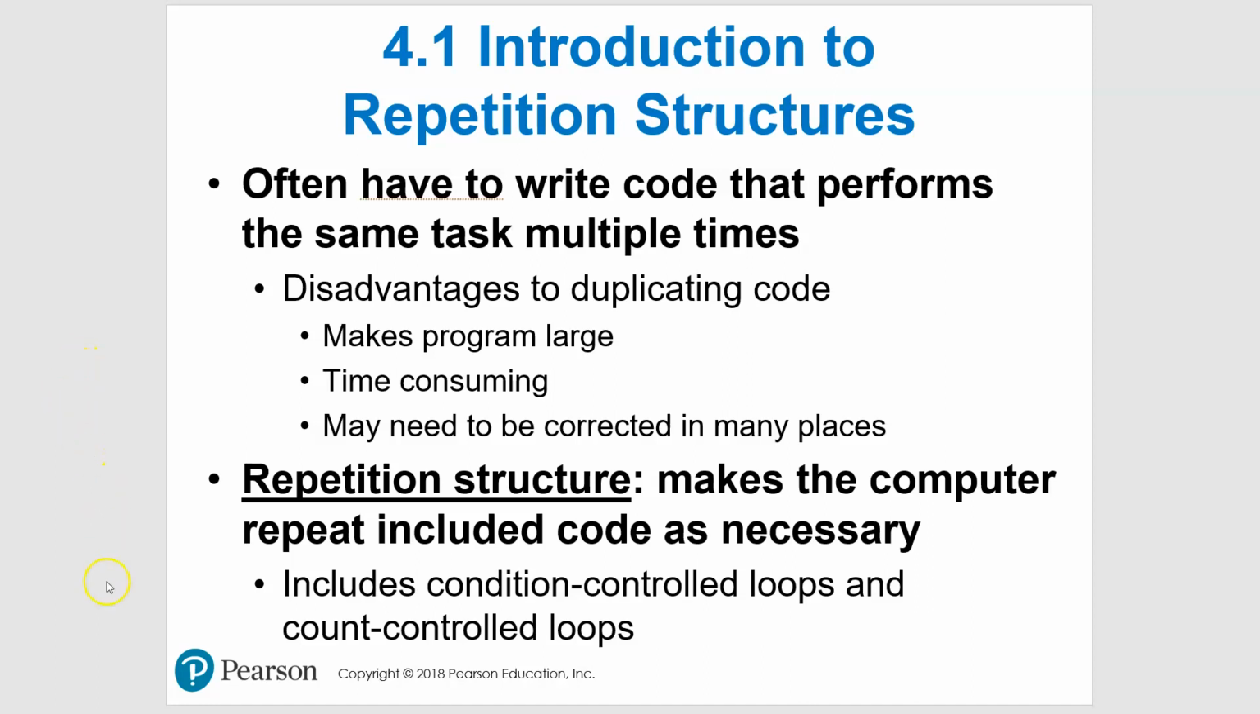And we're really going to look at two different types of loops: condition controlled and count controlled. Our condition controlled loop is while, meaning we're going to give it a condition and it's going to perform while that is still true. So let's go ahead and jump right into that.